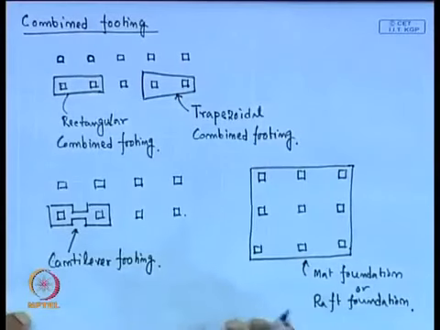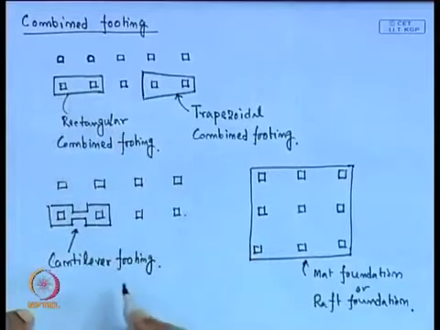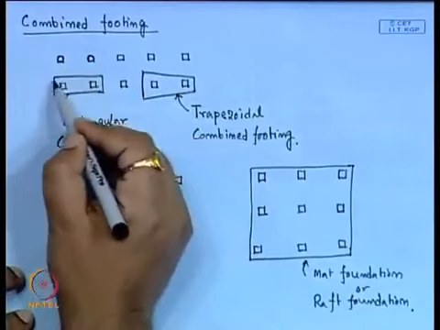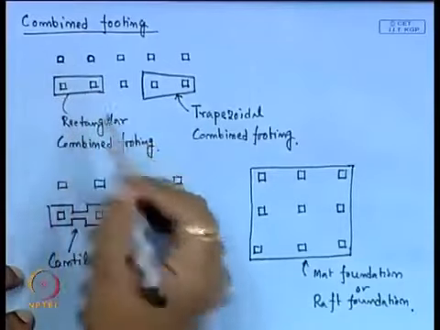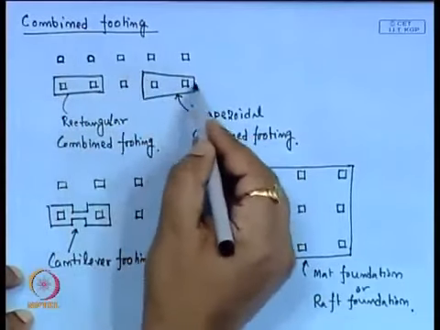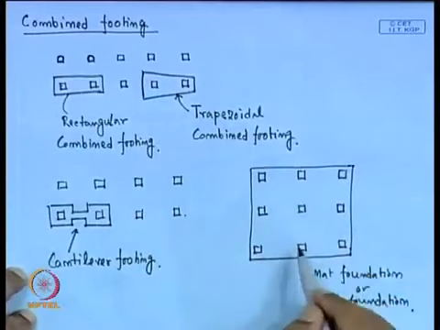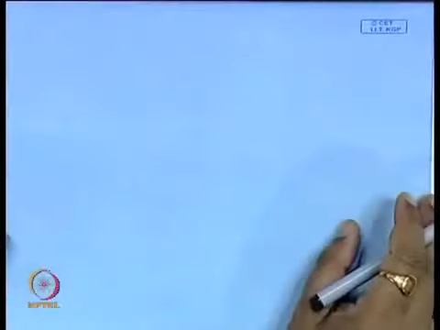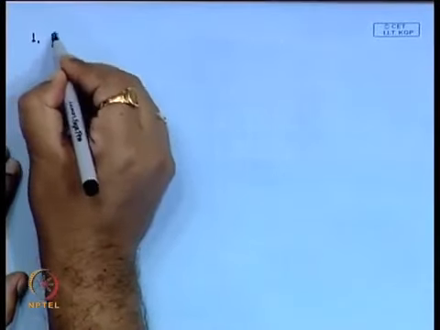So, these are the different types of combined footings. Now, first I will discuss the rectangular combined footing, how to determine the dimensions of this footing, that means the width and length of this combined footing, then the dimensions of the trapezoidal shape. Then I will discuss how to design the raft foundation or mat foundation. Now, first we will go for the rectangular combined footing.